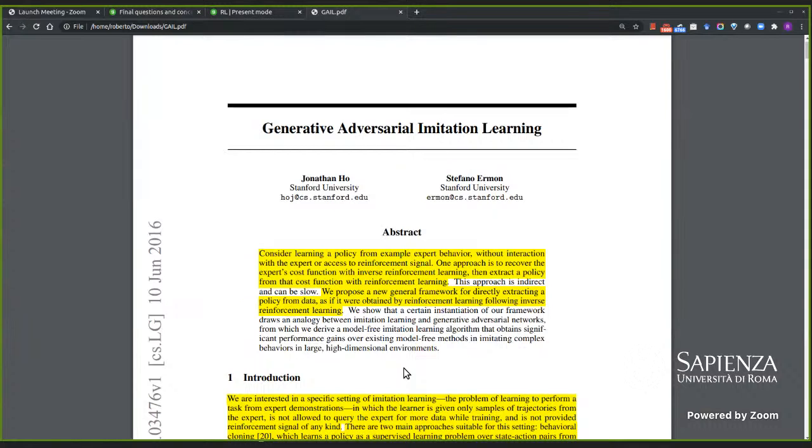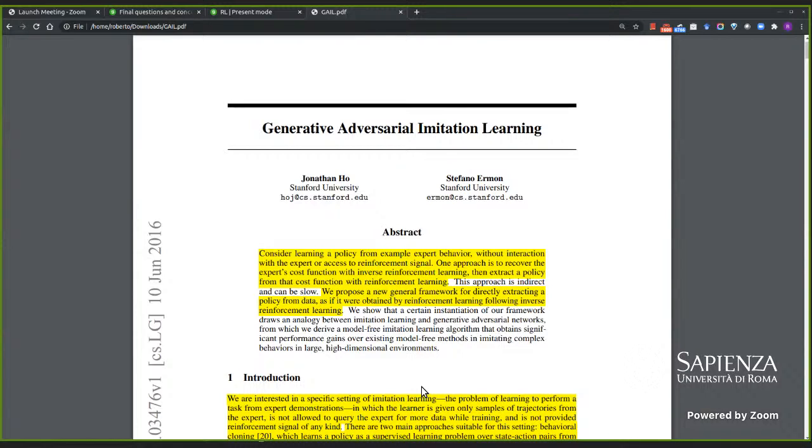There are different ways of doing this. One is, for example, the so-called behavior cloning, where we treat this problem as a supervised learning problem, where basically we have a data set of samples and labels, where the states represent the samples and the actions are the labels. And this data set is used to train a classifier, or whatever you want to use, in a supervised way.